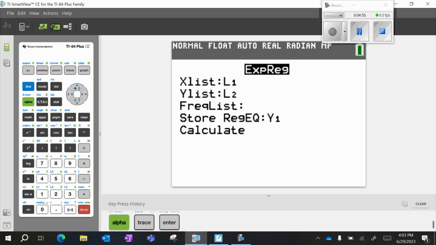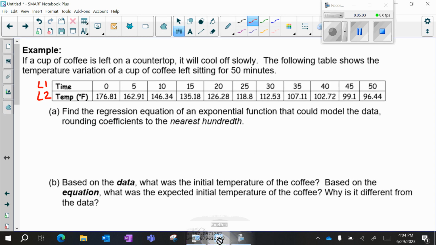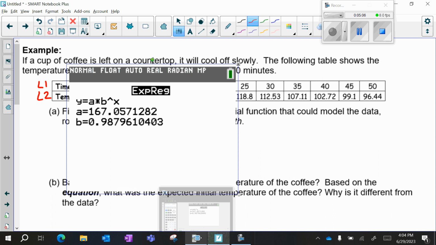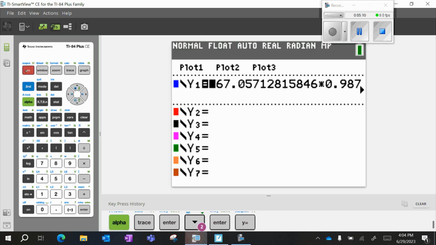And then I'm going to go down to calculate as I normally would. So I am going to copy and paste this all onto my worksheet. And before I do that, I'm actually going to go back to my calculator and just show you right here. If I click y equals, you can now see my equation in there. So I don't need to worry about it. It's already stored for me.